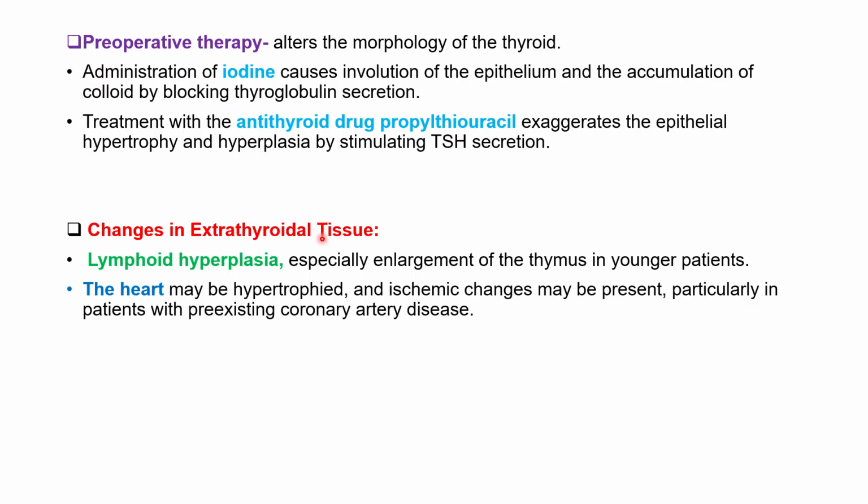Now, what are the changes in extrathyroidal tissue? What is extrathyroidal tissue? That means tissue which is present outside the thyroid. So there is lymphoid hyperplasia and there are changes in the heart. Lymphoid hyperplasia, especially enlargement of the thymus in younger patients, and the heart may be hypertrophied and ischemic changes may be present, particularly in patients with pre-existing coronary artery disease.